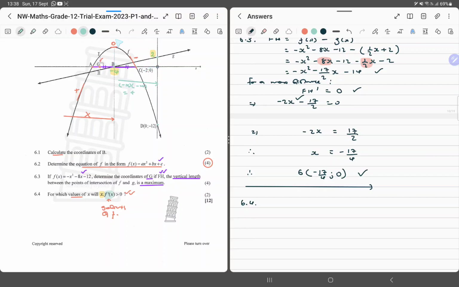This will only happen in this interval from B to the origin. Because on the other side the x values are positive, the gradients are negative, and that product is less than 0. So going this way past the origin, we are not allowed. So this is the correct interval for which this is satisfied. We know that x must be less than 0, but x must be greater than -4. That's how easy you answer this question.